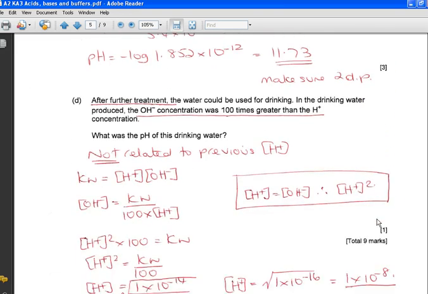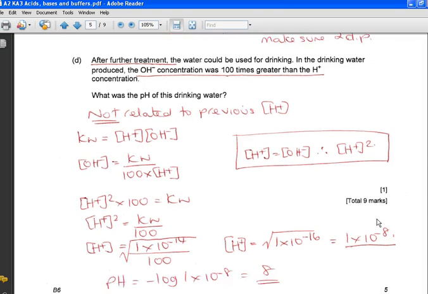Okay, so this last part of the question caused a little bit of confusion with some of you, because it says that after further treatment, the drinking water's OH minus concentration was 100 times greater than the H+. But we're not talking about the previous concentration of H+ here. So this is related to the KW expression, and we've got 100 times more OH minus than H+. So we rearrange the equation for OH minus.